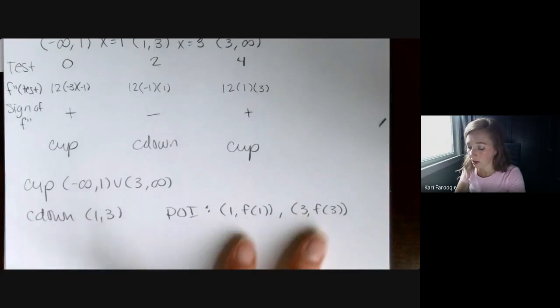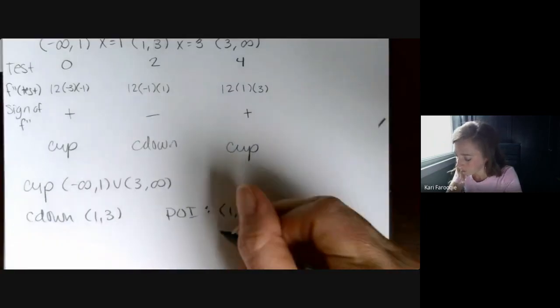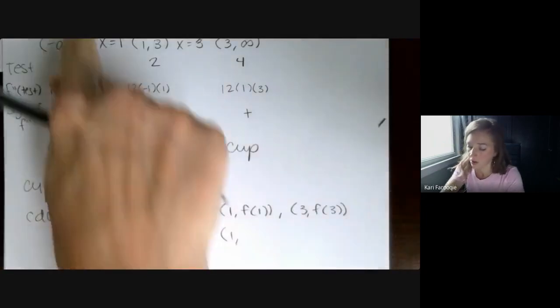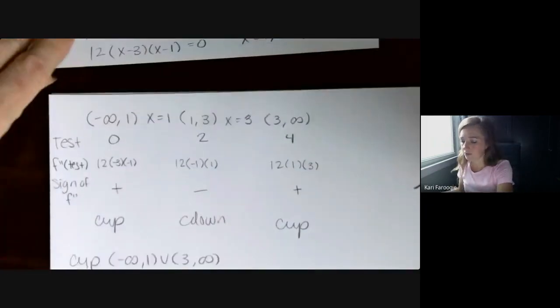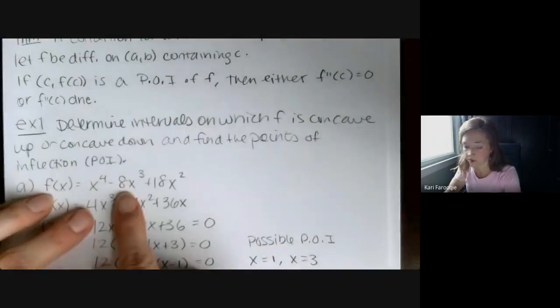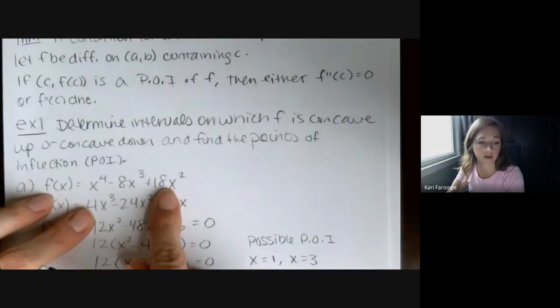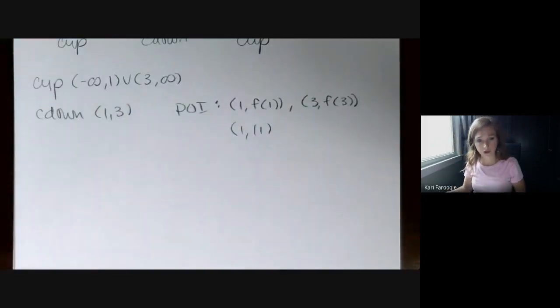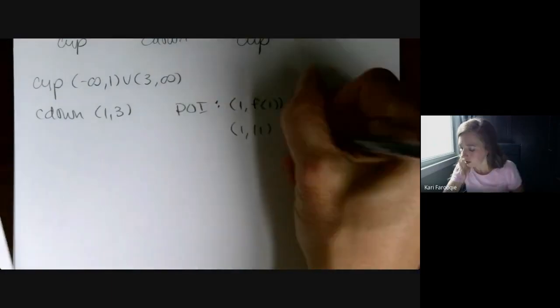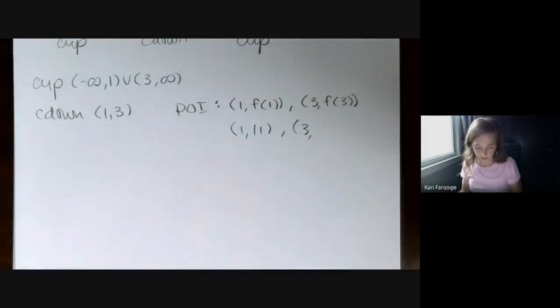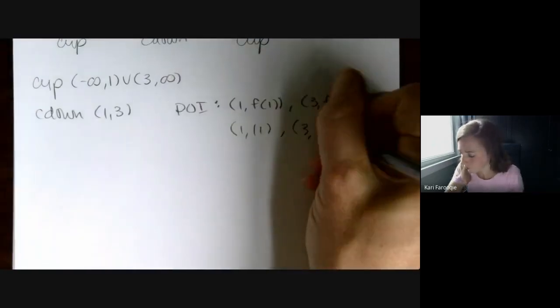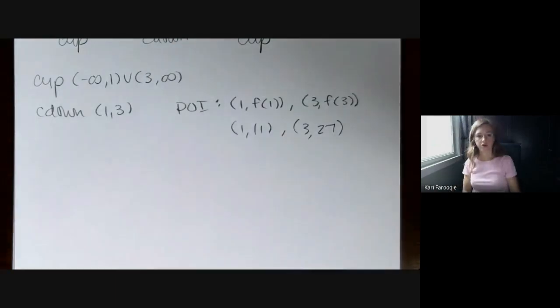So go back to your original function to get f of 1. 1 to the 4th is 1, minus 8 is negative 7, plus 18 is 11. So you definitely have a point of inflection at (1, 11). And then for f of 3, I have down 27. You can double check that.